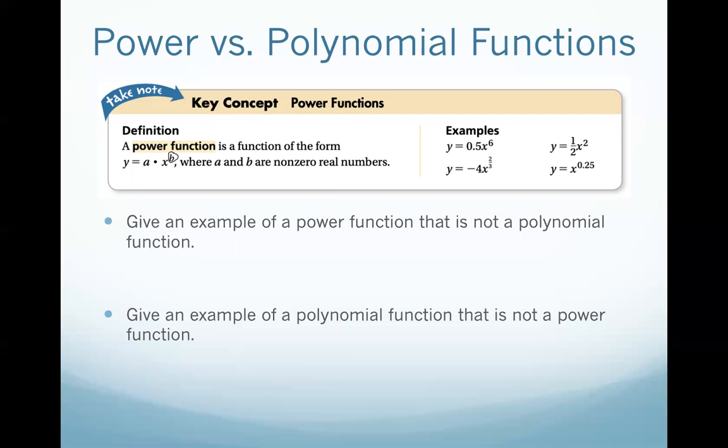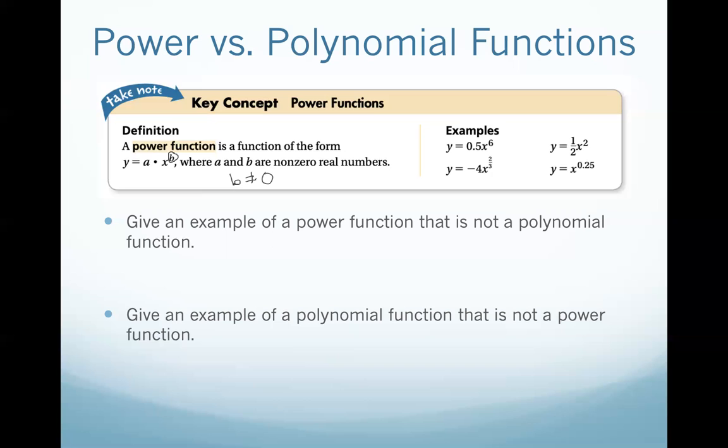For a power function now, a times x to the b, where a and b are non-zero real numbers. So b, our exponent, cannot be 0 for a power function, where it could for a polynomial function. And our exponents now can be any other real number. So they can be negative, they can be fractions. For a power function, our exponent can be any real number except for 0. For a polynomial function, it could only be our whole numbers, including 0.